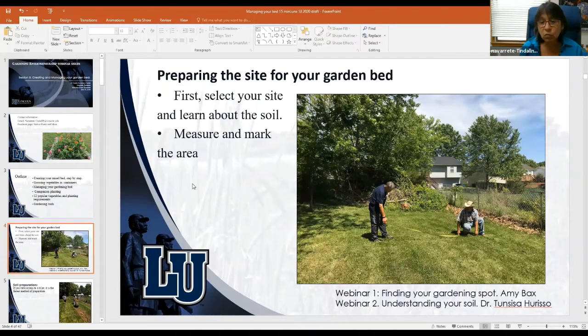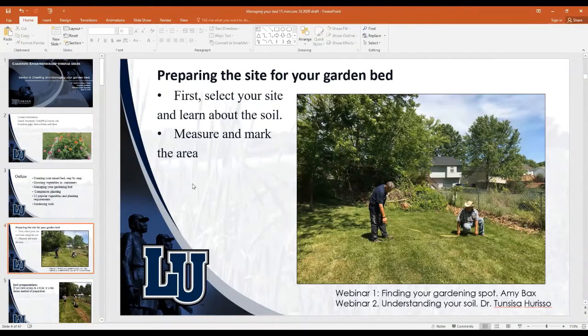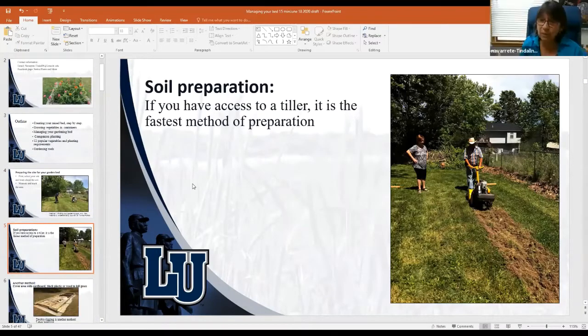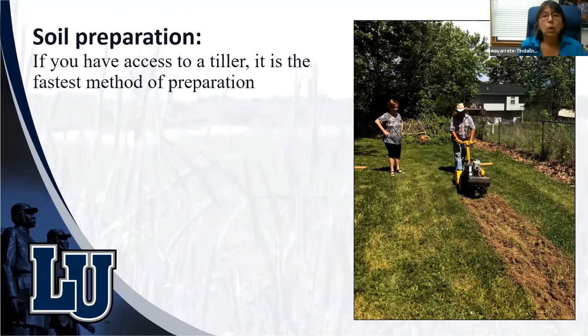So to get you prepared for your garden, you need to measure and mark the area. Here is Dr. Gonzalez with Paki's husband. And there we have the soil. The next one is soil preparation. Once you have decided on your site, if you have access to a tiller, in this case it's from Dr. Gonzalez and us, it is the fastest method of preparation.